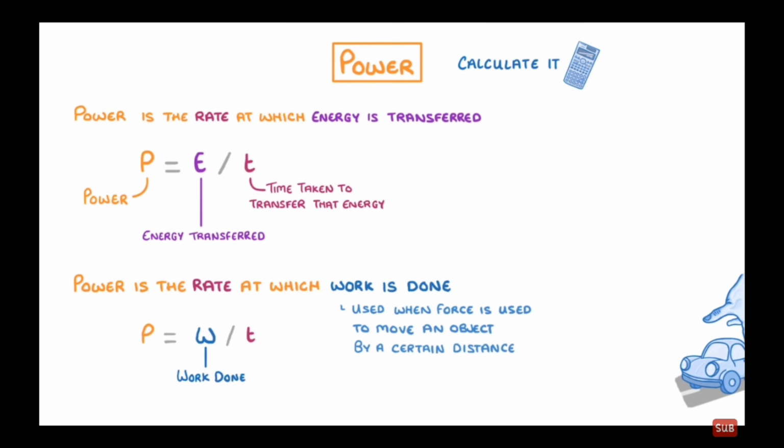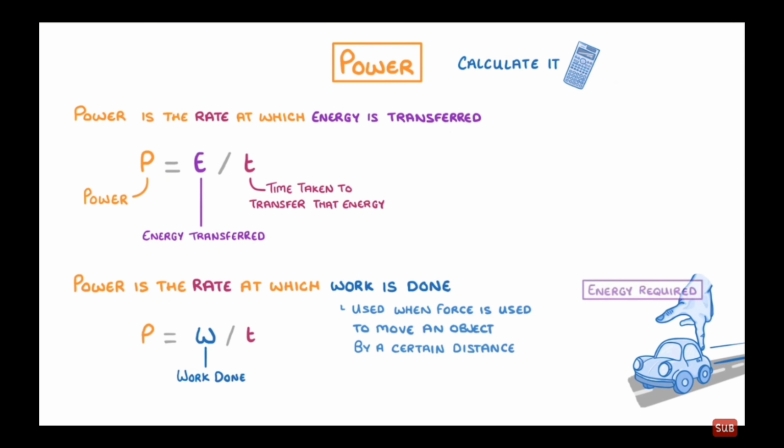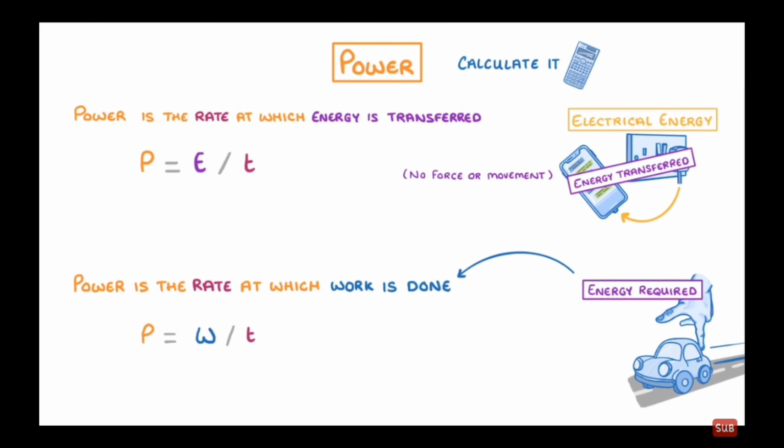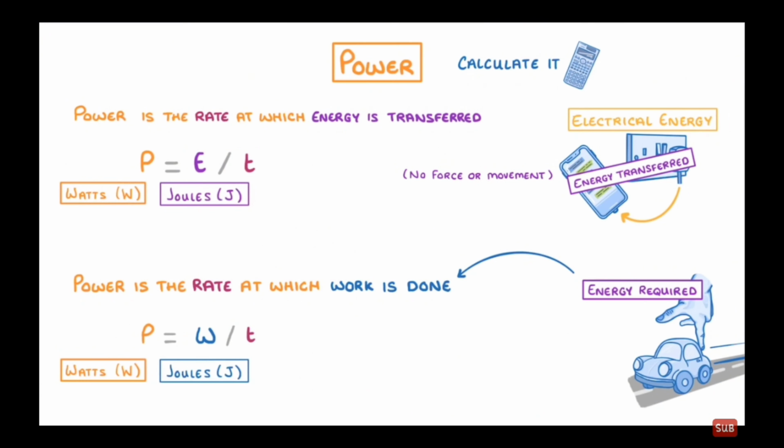For example, if you pushed a car down the road, then the energy that was required would be referred to as the work done, as you moved it a certain distance. Whereas if electrical energy was transferred from a plug socket to your phone, we would refer to that as just energy transferred, as there's no force or movement involved. In both cases though, power is measured in watts, energy transferred and work done are measured in joules, and time is measured in seconds.